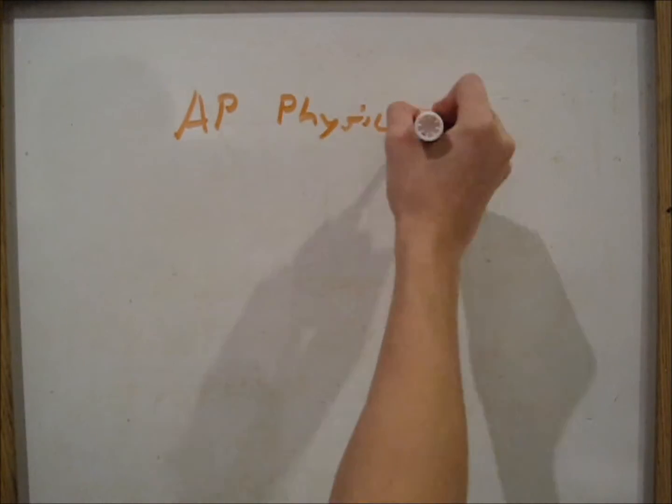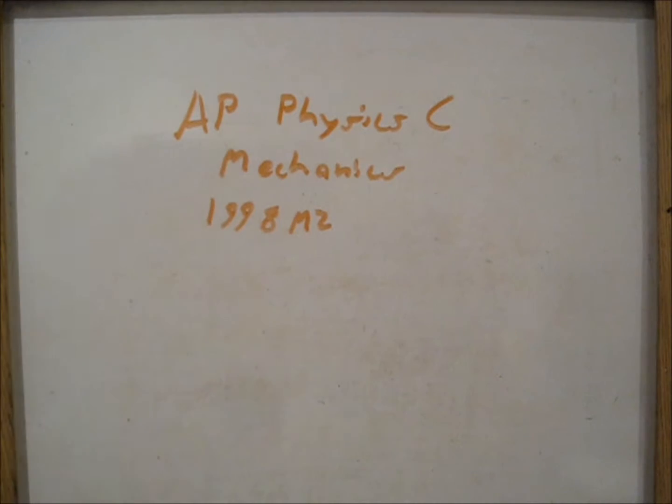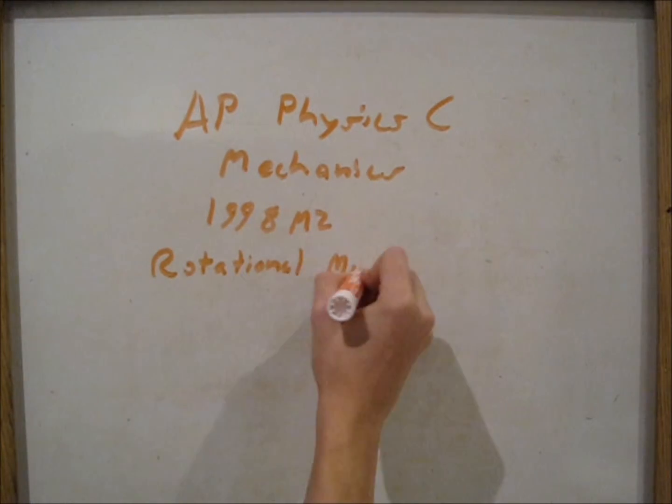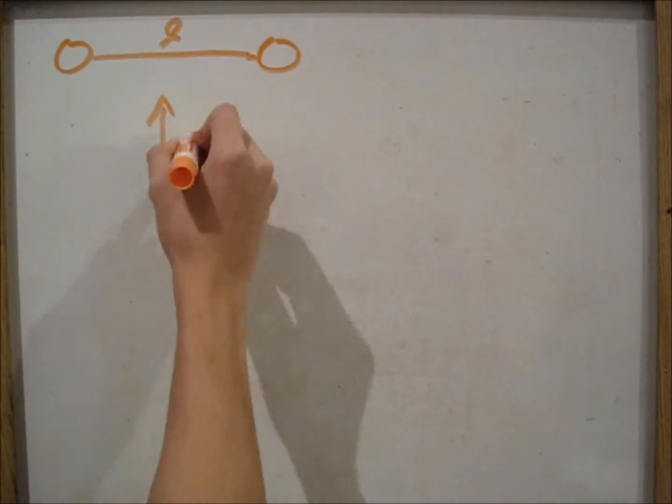AP Physics C Mechanics, Problem 1998 M2, Rotational Motion. Part A is a simple momentum kinetic energy problem with no rotational motion.